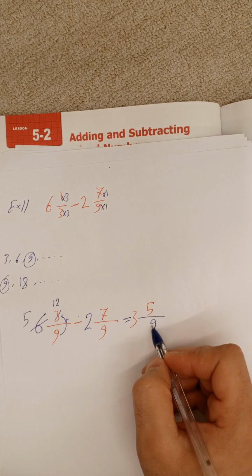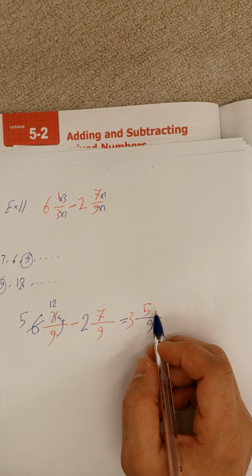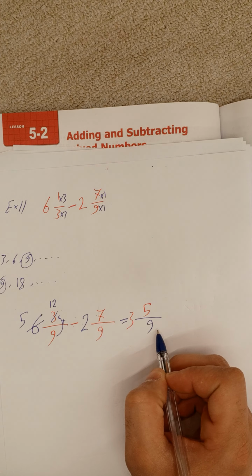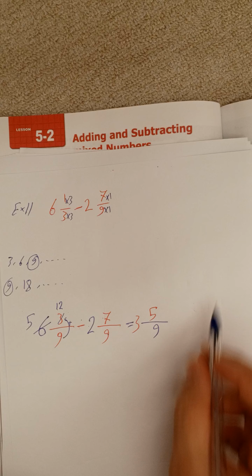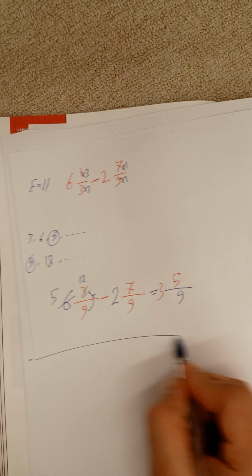Can we simplify this 5 over 9? We cannot, because there is no common factor. And as we can see, the numerator is less than the denominator, so we cannot use the long division. Leave it, okay? That will be the answer. That's it.